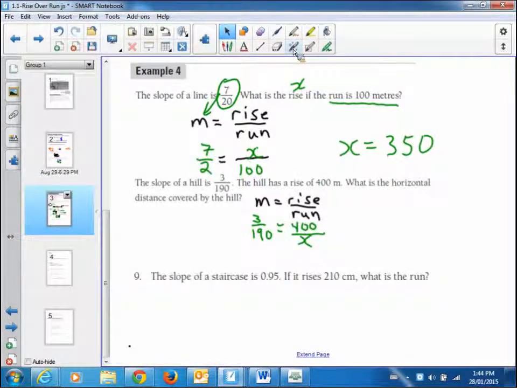Okay, I'm going to backtrack. What is 7 times 100? What's 700 then? Divide by 2. I'm just kidding. Okay, there you are. Sorry, you got the right answer. Okay, coming back to this. 400 times 190, cross multiply, then divide by the 3, the loner. And you'll get the horizontal distance, the run, of this.